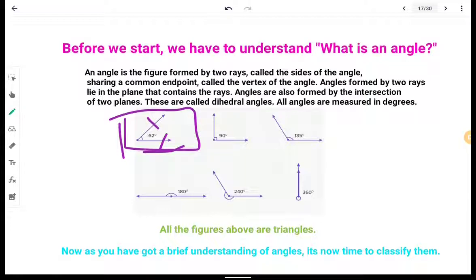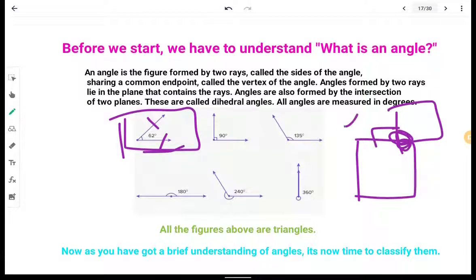Then angles can also be formed by the intersection of two planes. Obviously, right? So suppose this is one plane and this is another plane. They have intersected at this point, and they form an angle of 90 degrees. I'll make you understand afterwards what those types are, what the classifications are. So they formed an angle, and this type of angle is called a dihedral angle.